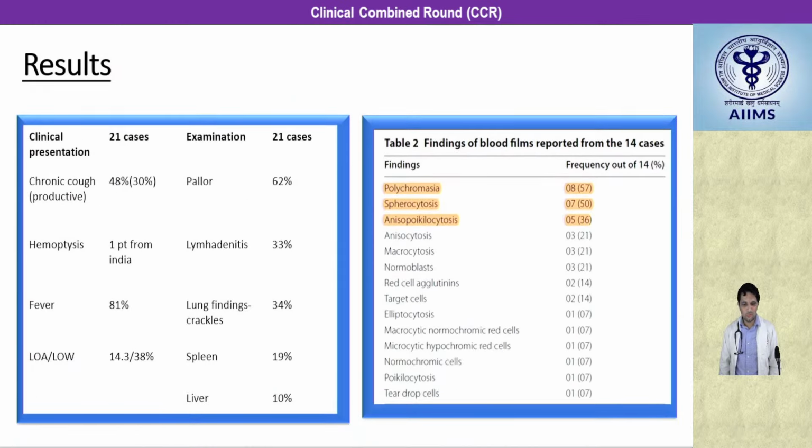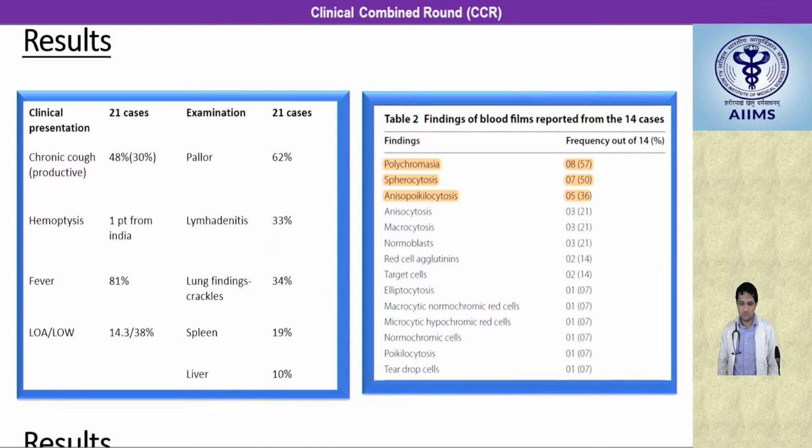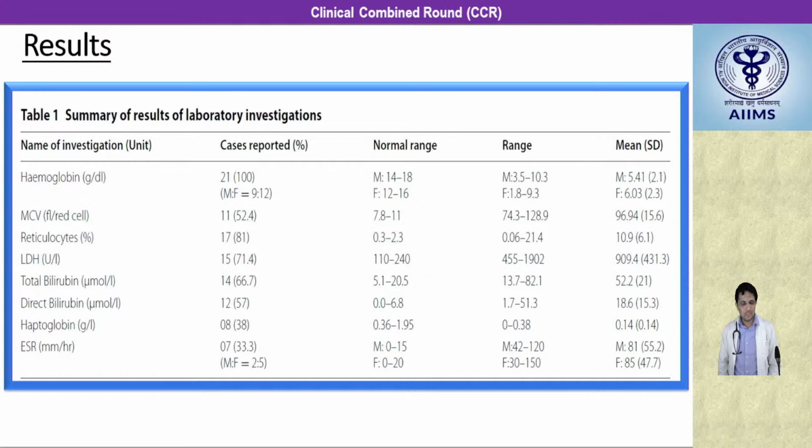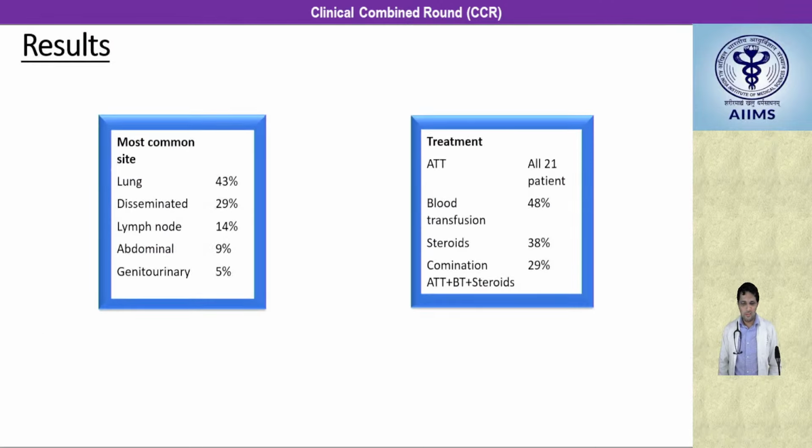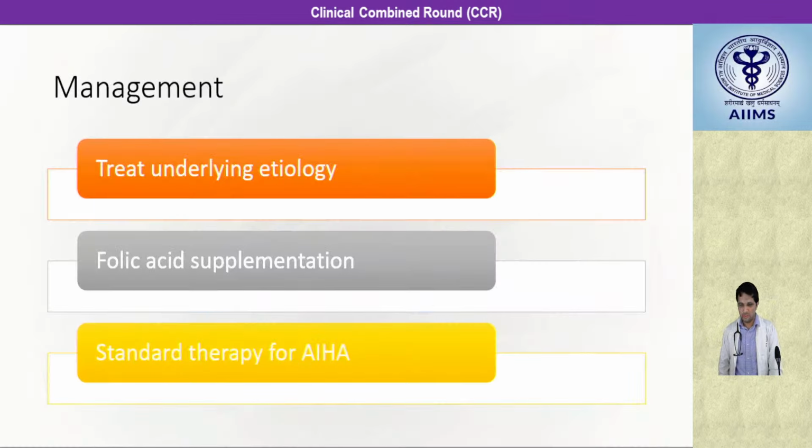Fever was the most common symptom, followed by chronic cough, and similarly pallor and lymphadenopathy were common signs. Splenomegaly was present in only 19% of patients, and polychromasia and spherocytosis were the most common findings. Lab investigations showed a hemolytic picture, and lung was the most common site, followed by disseminated TB. ATT was given to all the patients, and 50% of patients received blood transfusion. Steroid was received by 38% of patients, and 29% received the combination.